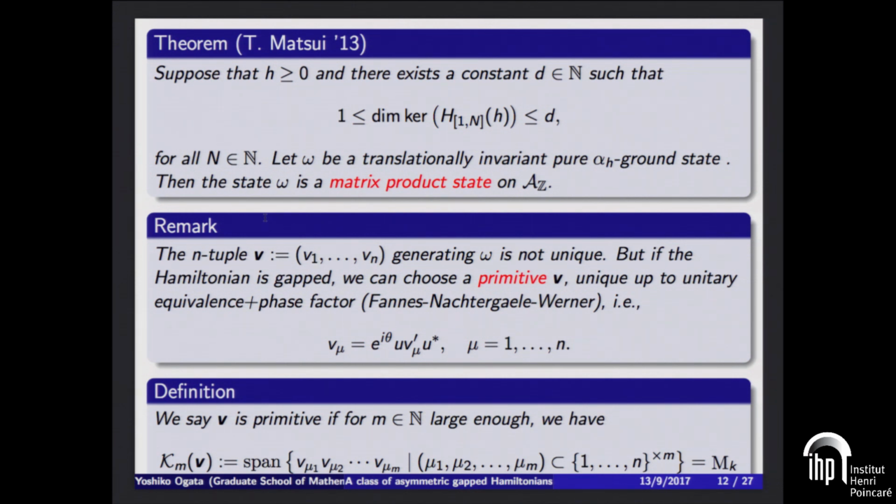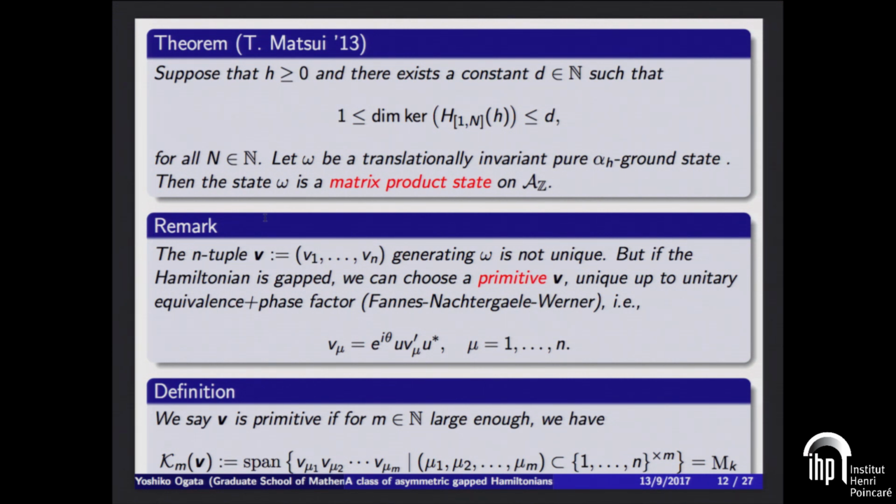Okay, so coming back to this theorem, I still would like to make a further remark about it. First, this theorem says that this ground state is a matrix product state. So there exists some n-tuple of matrices which represent omega as a matrix product. However, this n-tuple generating omega is not unique. But if the Hamiltonian is gapped, we can choose a primitive V unique up to some unitary equivalence plus a phase factor. That is proven by Haegeman, Nachtergaele, and Werner.